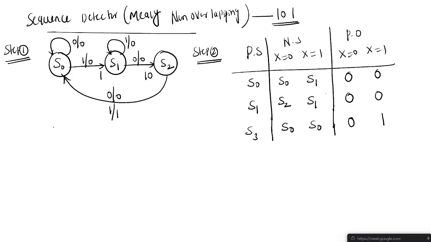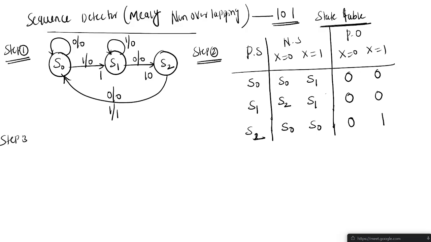By seeing this diagram only, I wrote the state table. See here, you are at S2. Input equal to 0. What is the next state? S0. And input equal to 1, what is the next state? S0 only. And what are the outputs? 0 and 1, no? Do you understand? Okay.